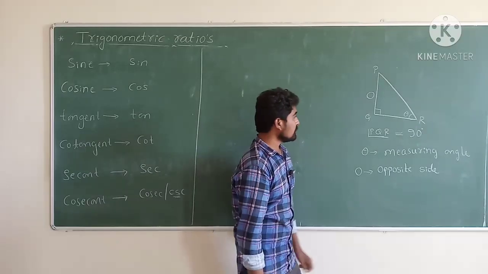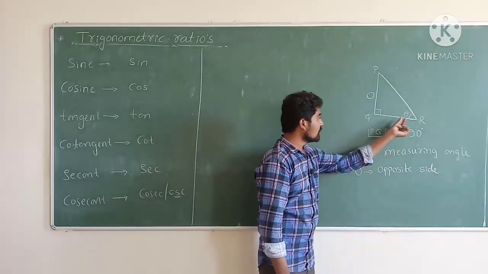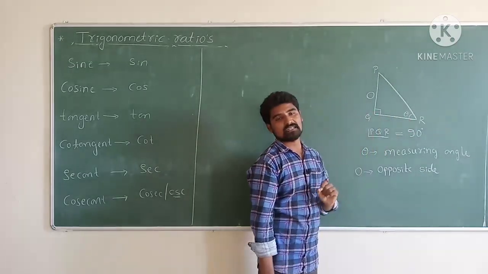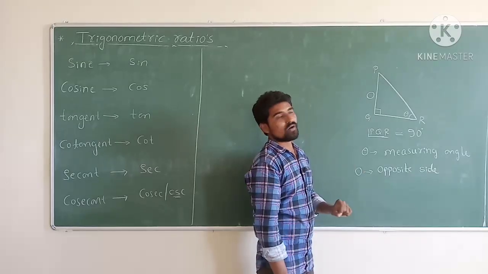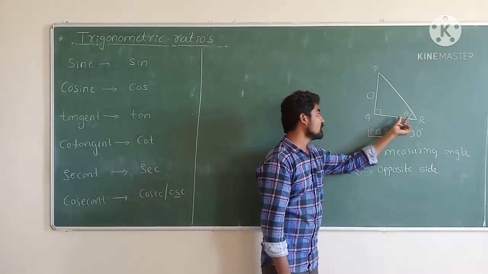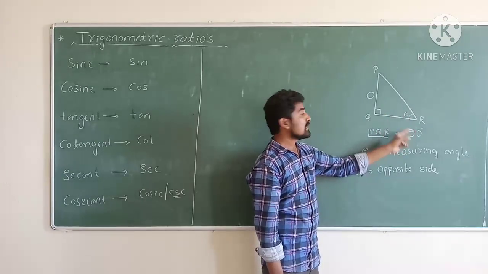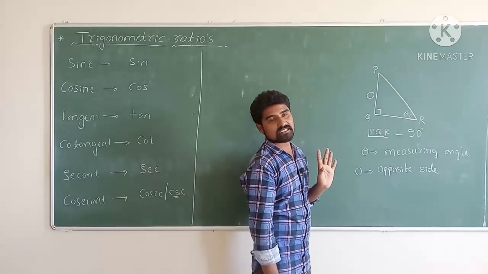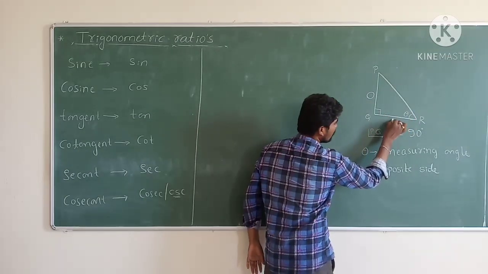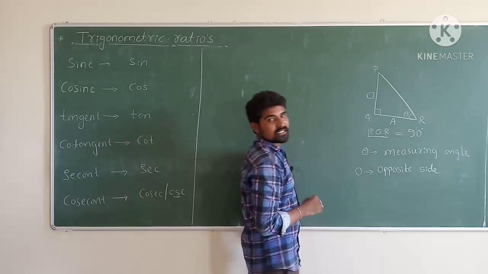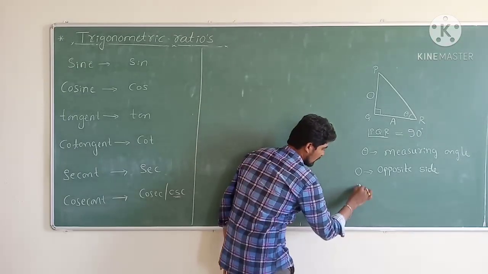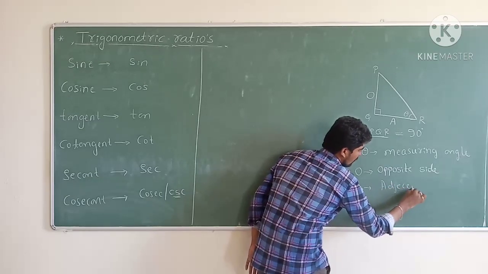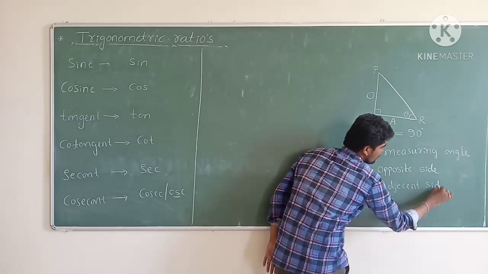And then the side which consists of the right angle as well as the measuring angle, the side containing the 90 degree angle and the measuring angle, that side is called the adjacent side of the measuring angle. We represent adjacent side by A. A means adjacent side.